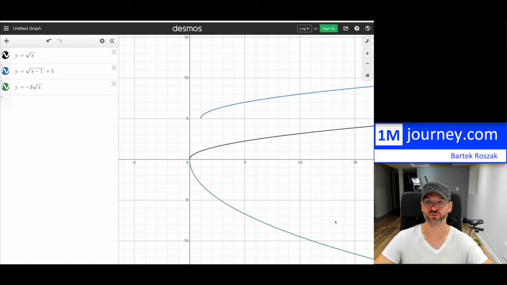I do encourage you to graph it, maybe even play with a table of values, and then notice that in terms of shifting it around, it works exactly like a quadratic. So keep that in mind.